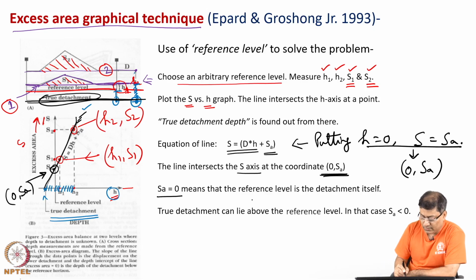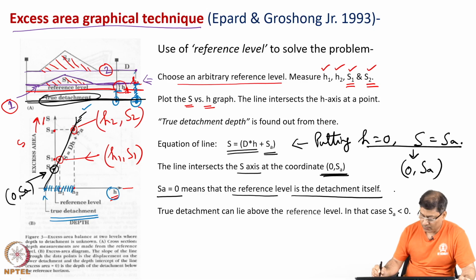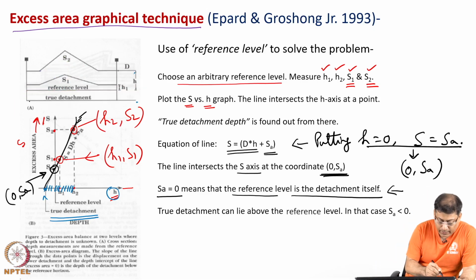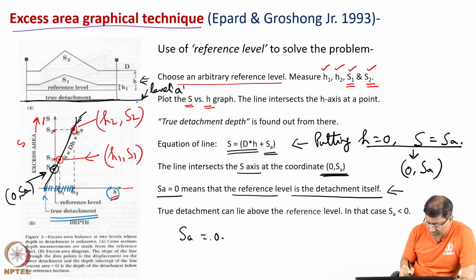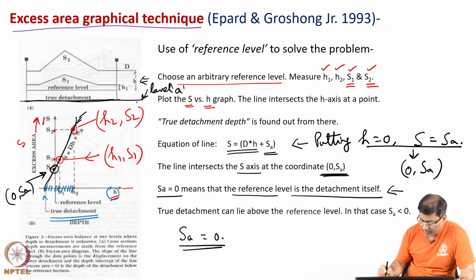This SA equal to 0 means the reference level is the detachment itself. What does it mean? At the true detachment depth, suppose this is a level A, then this layer does not get folded by this compression, because this is the detachment surface itself. So, the SA becomes equal to 0, and that is what has been obtained. SA equal to 0 means the reference level is the detachment itself.